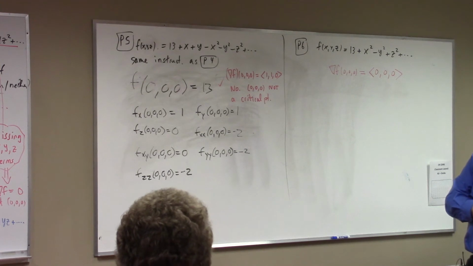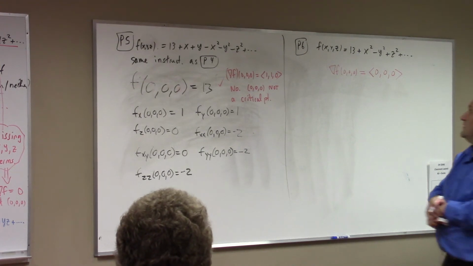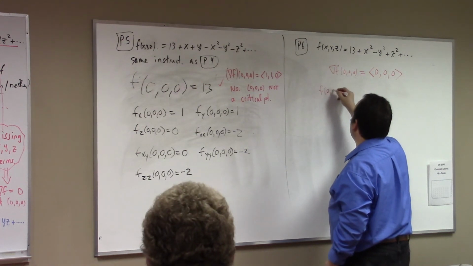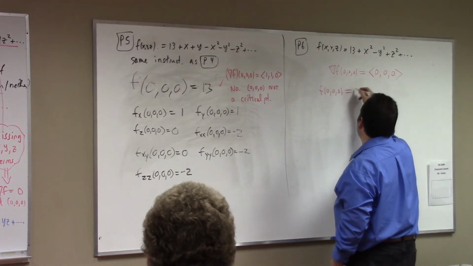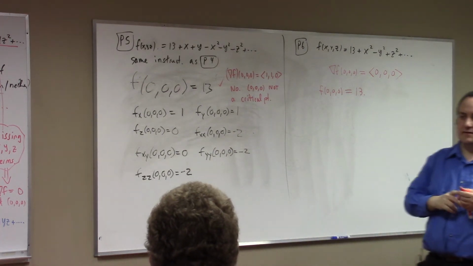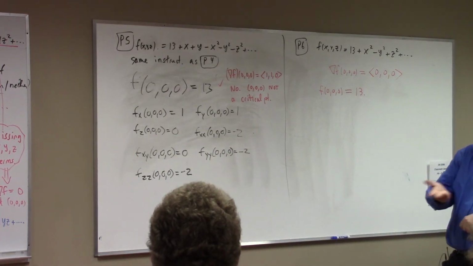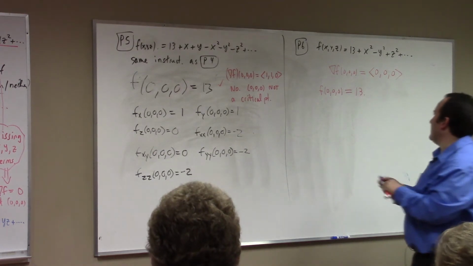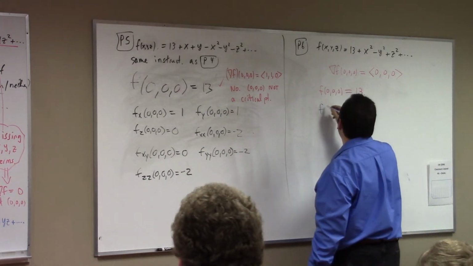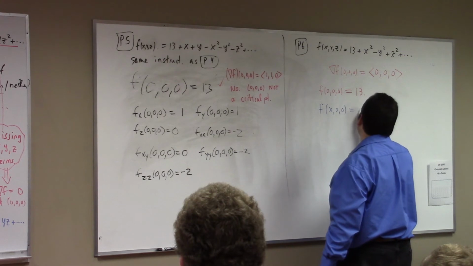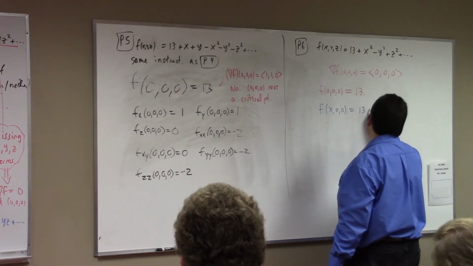What kind of max or min or neither is it? So this one here, f of 0, 0, 0 is equal to 13, right? That much is clear. But if you look at it, is this a minimum or is it a maximum? What can you tell me? Let me just guide your thinking for a second here. If we look at something like f of x, comma, 0, comma, 0, what do we get? 13 plus x squared, right?